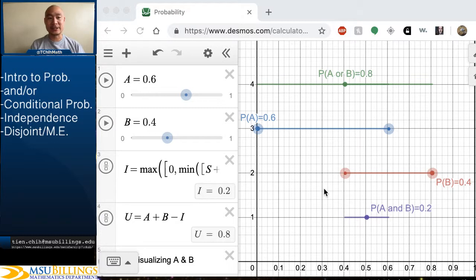And we can see the topics that I intend to cover in this particular video: just an introduction to probability, and then we'll talk about union and intersection of events, and/or events, conditional probabilities, the basic rules about these things, and then the concepts of independence or disjoint. All right, so let's first take a look over here.